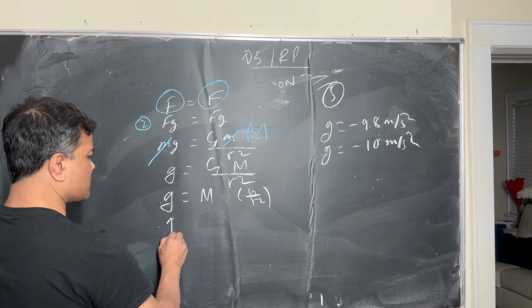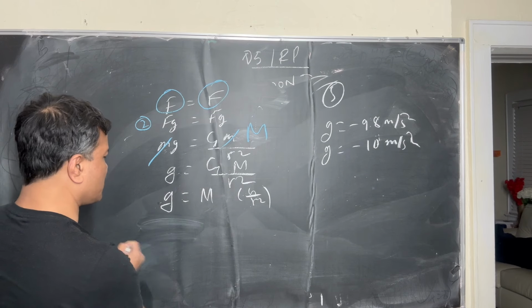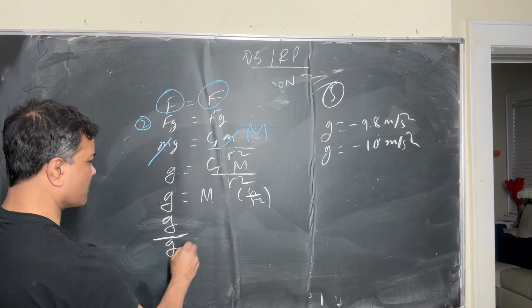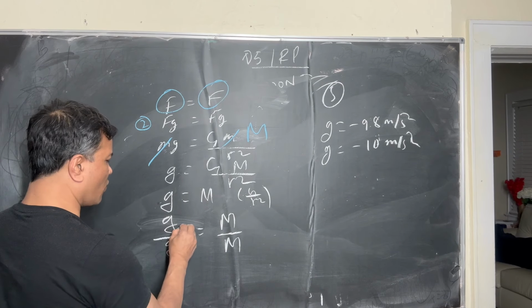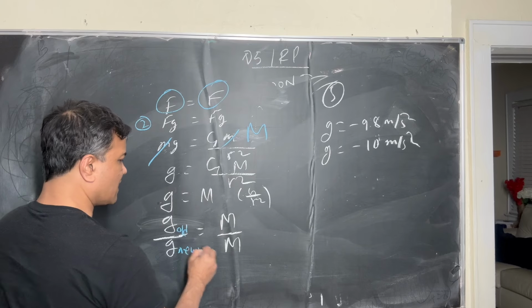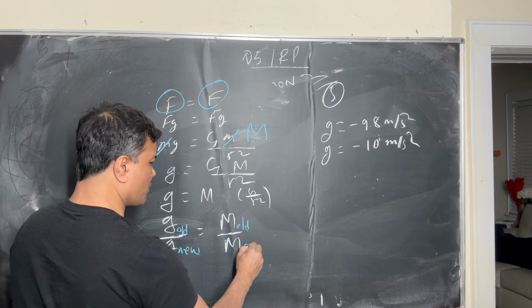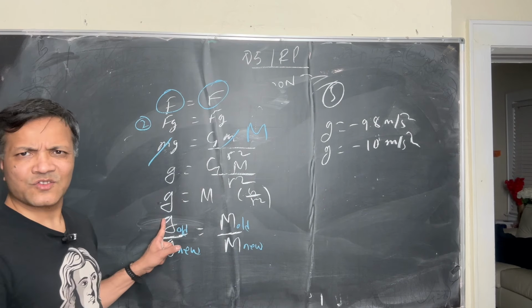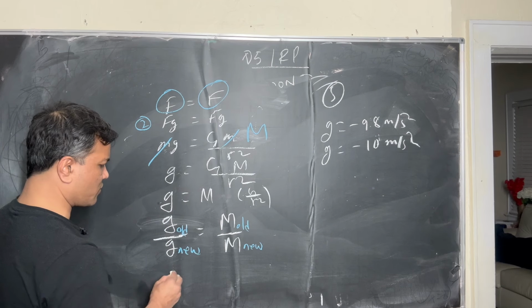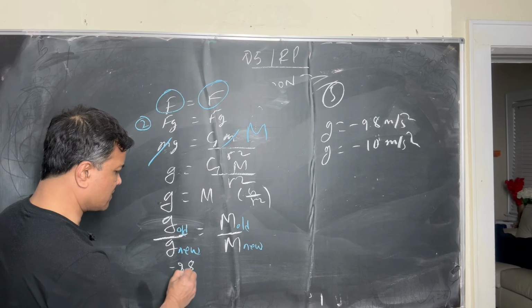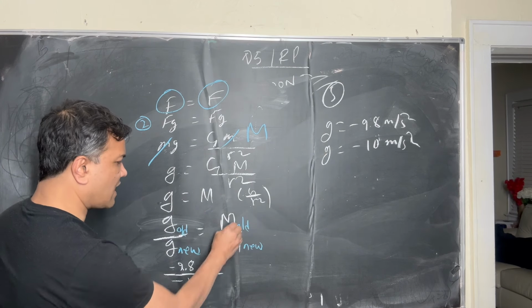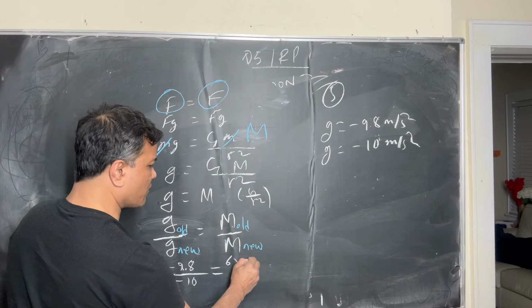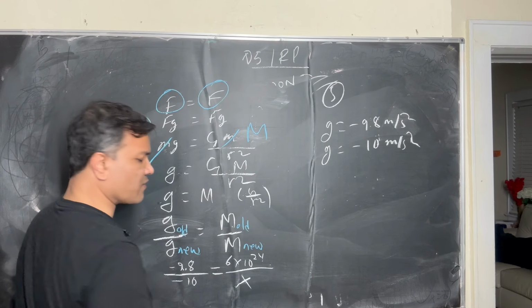Okay, so we're going to say g old, g new, M old, M new. So what is g old? We know g old is negative 9.8. What is g new? We want negative 10. M old, we know, is 6 times 10 raised to 24. M new, we want to find it.